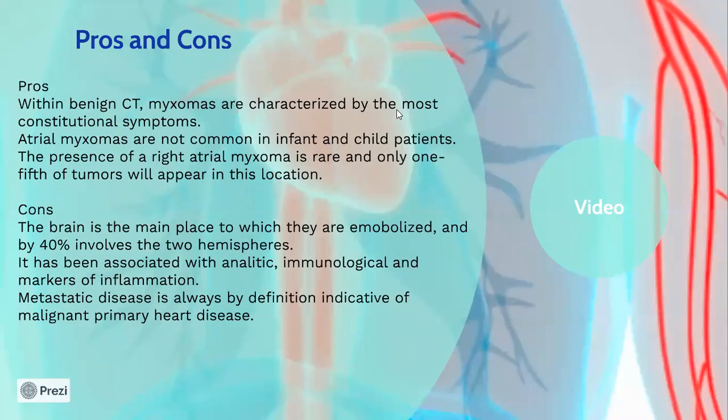Pros and cons. Pros. Within benign cardiac tumors, myxomas are characterized by the most constitutional symptoms. Atrial myxomas are not common in infant and child patients. The presence of a right atrial myxoma is rare and only 1/5 of tumors will appear in this location. Cons. The brain is the main place to which they are embolized, and by 40% involves the two hemispheres. It has been associated with analytic, immunologic, and markers of inflammation. Metastatic disease is always by definition indicative of malignant primary heart disease.